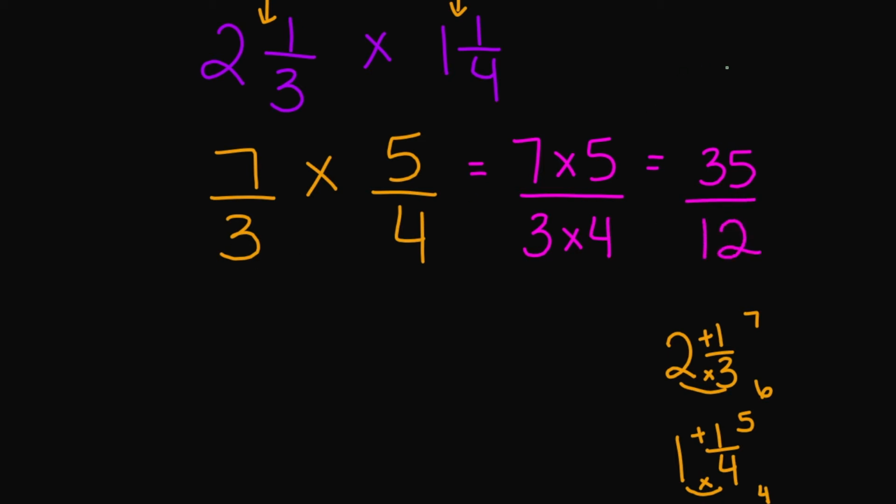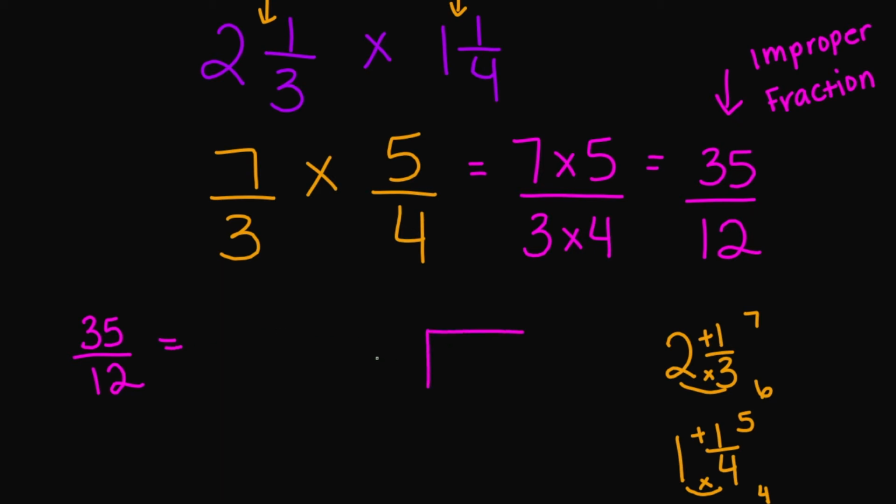Since 35 over 12 is an example of an improper fraction, we're going to turn this back into a mixed number. So we have 35 over 12. I'm going to put my 12 on the outside, 35 on the inside. 12 goes into 35 2 times. 12 times 2 is 24. 35 minus 24 is going to equal 11.